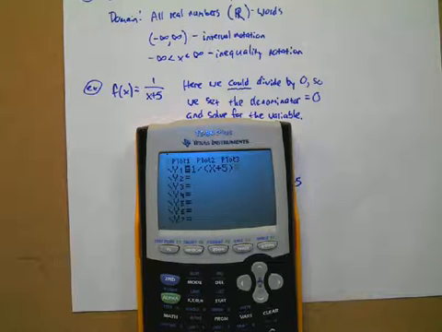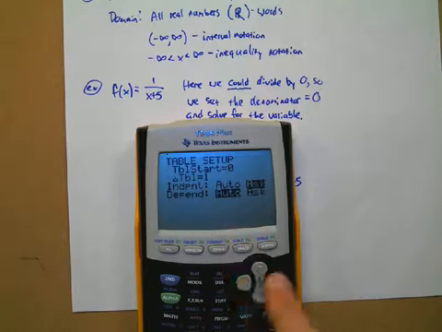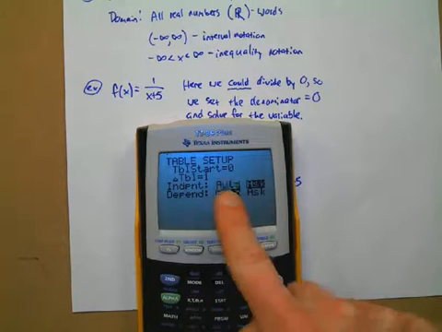And again, what I recommend you do for our purposes, if you press second window and go to your table setup, change your independent variable from auto to ask, because we want to type in some values here for x. I'll clear out my old values here.